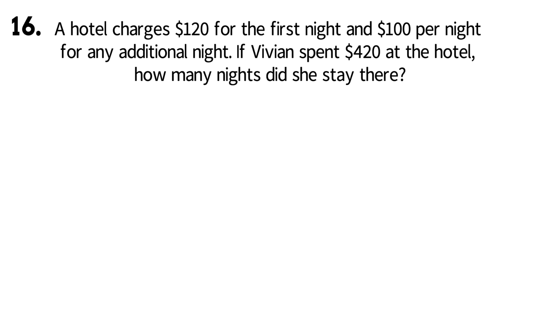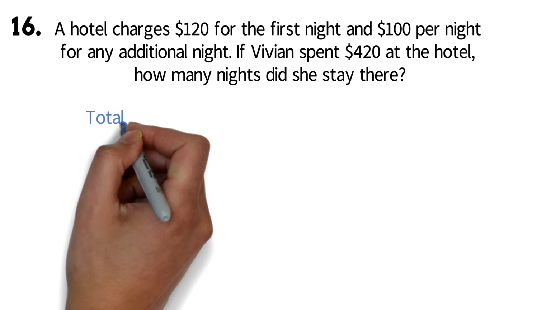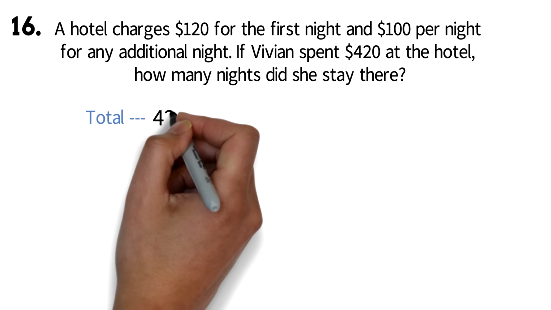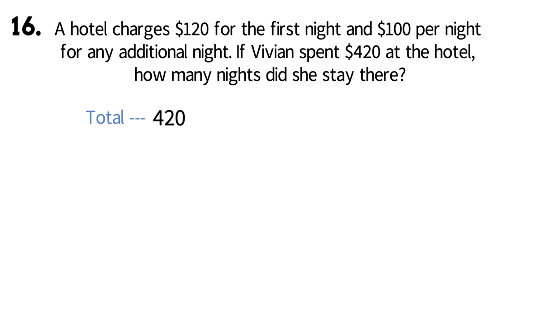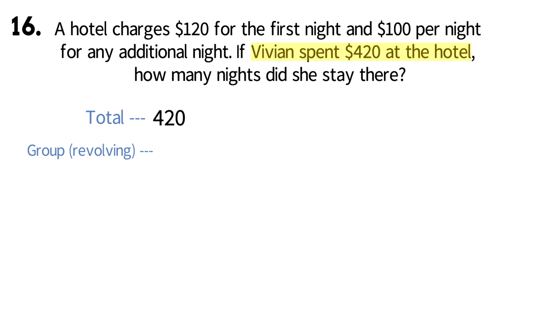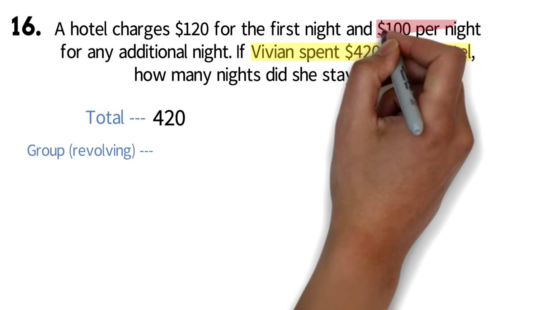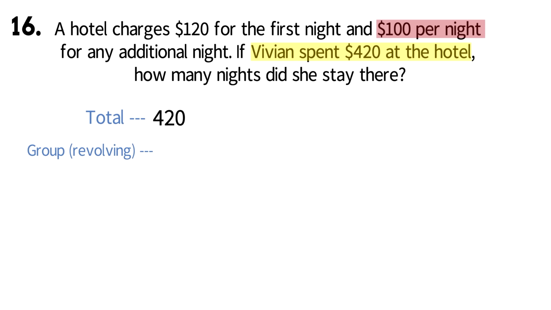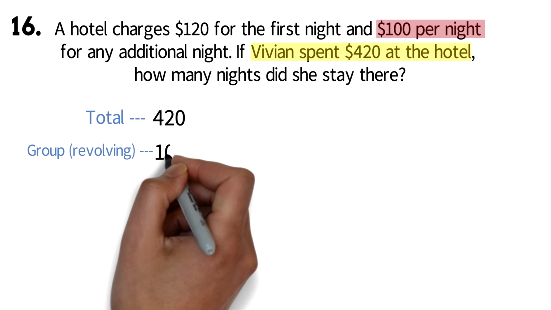So again, we will have our total. Here, the total is $420. This is the total amount of money Vivian spent at the hotel. The group, which we are calling the revolving, is the value that keeps happening, usually per day or per hour or something like that. So here, we have $100 per night. So this will be 100.